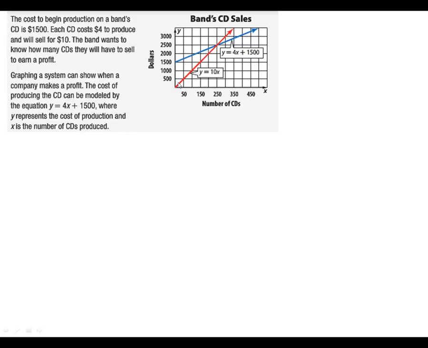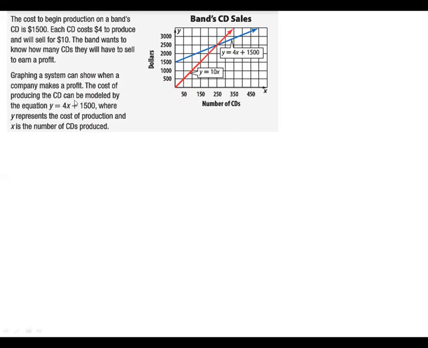And notice the profit is less than the cost, so they still haven't made money until they get to about 250 CDs. You can see where they cross. That's kind of like the break-even point, where the cost and the profit are about the same. And after that, you can see that the profit graph is higher than the cost graph, so they're going to start actually making money.